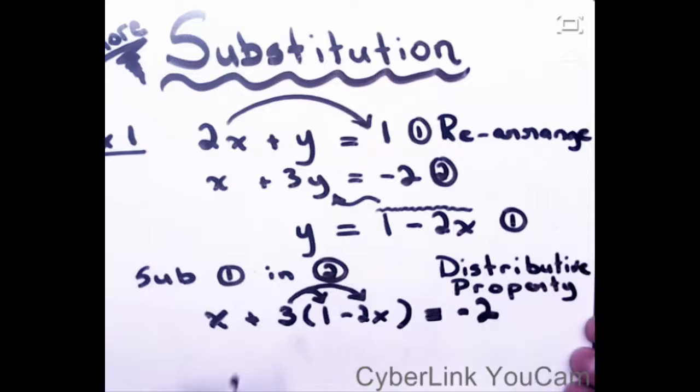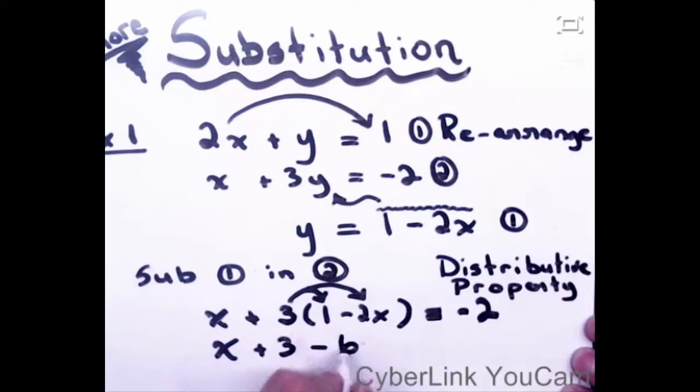So let's update. x stays there. 3 times 1, a positive 3 times 1 is plus 3. 3 times 2x, and it's negative 2. Well, the positive 3 with the negative 2 is going to make this result negative. 3 times 2 is 6, and we leave the x beside it. Okay, and we're done. We've gotten rid of the brackets, and then there's a minus 2 here.